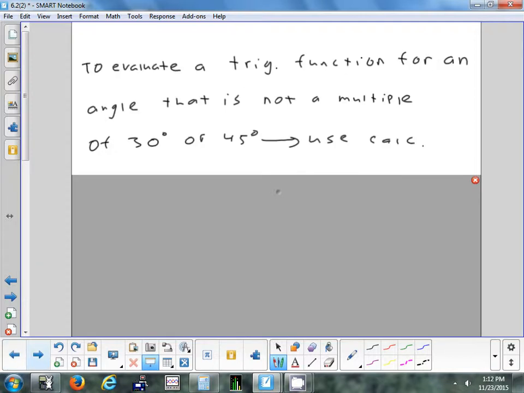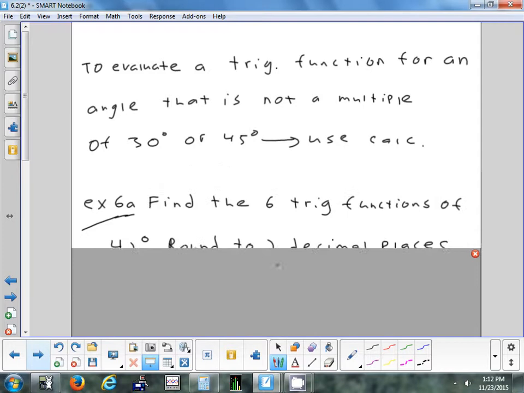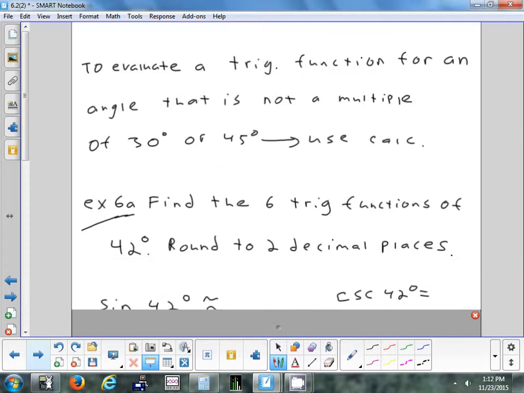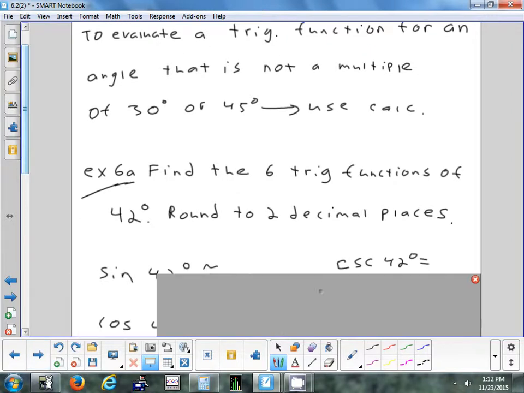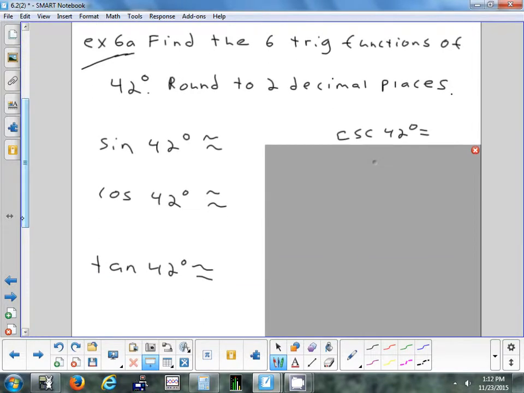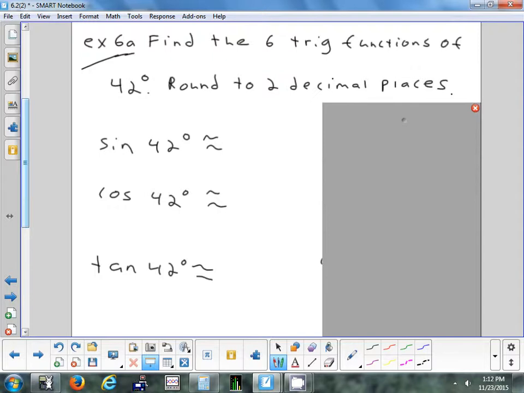All right, so if we have a problem where they're asking us about something that's not a multiple of 30 or 45, we're going to use the calculator. So let's just start off by finding sine, cosine, and tangent of 42. Okay, you don't need a graphing calculator. Any calculator works fine.